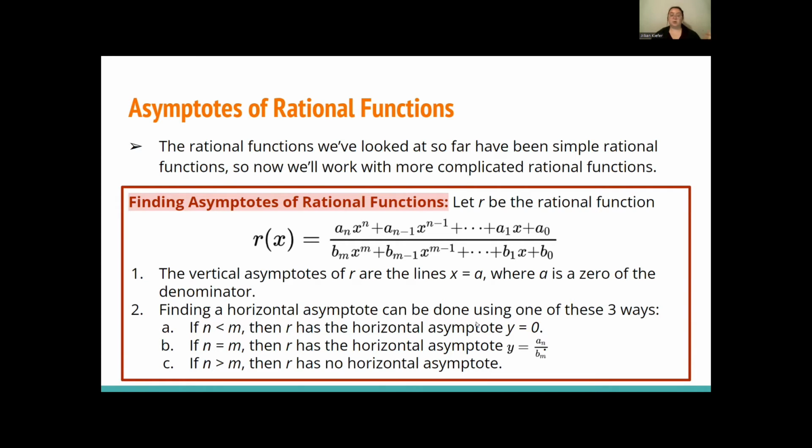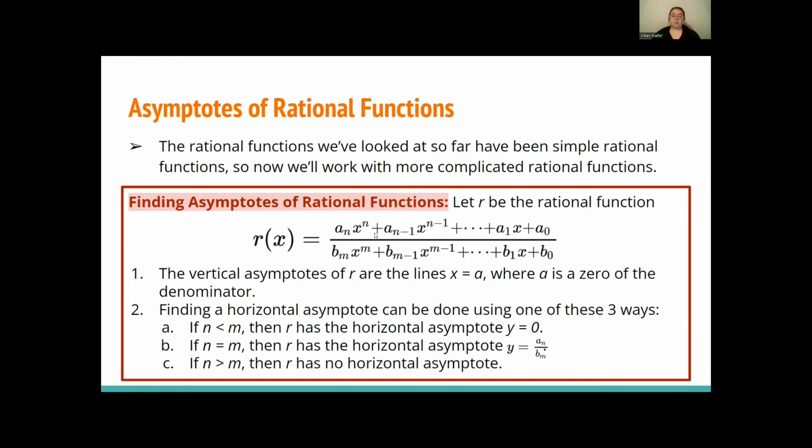And that's the answer. As long as the degree of the numerator is less than the degree of the denominator, the horizontal asymptote is just y equals 0 every time. We're going to skip to the third case, and then we'll talk about the second case. In the third case, if n is greater than m, meaning the degree of the numerator is bigger than the degree of the denominator, then your rational function doesn't have a horizontal asymptote at all.